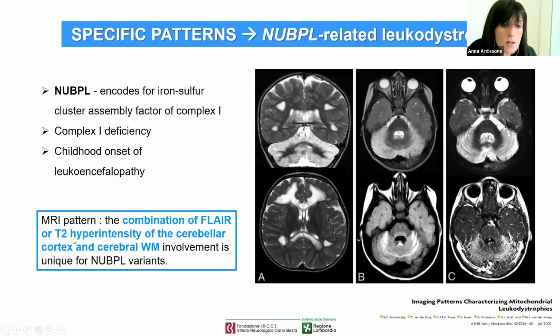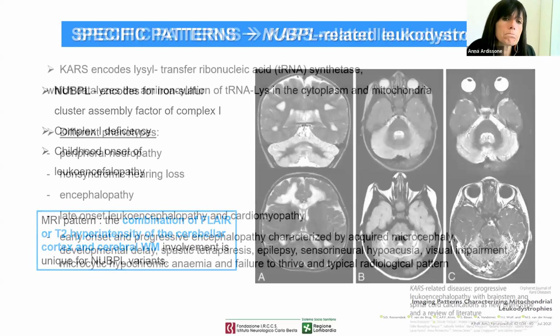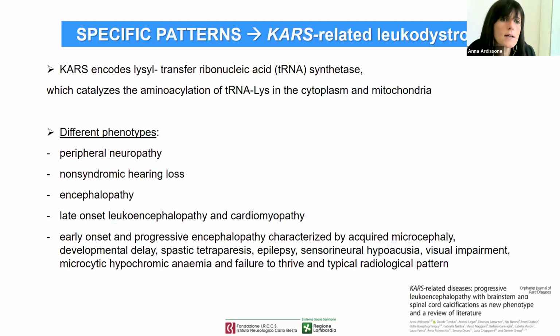So as we saw before, diffuse cerebral white matter involvement is frequent. The presence of T2 hyperintensity of cerebral cortex is often observed in mitochondrial disease, but the association of these two kinds of radiological findings is very peculiar and pathognomonic of NUBPL-related leukodystrophy.